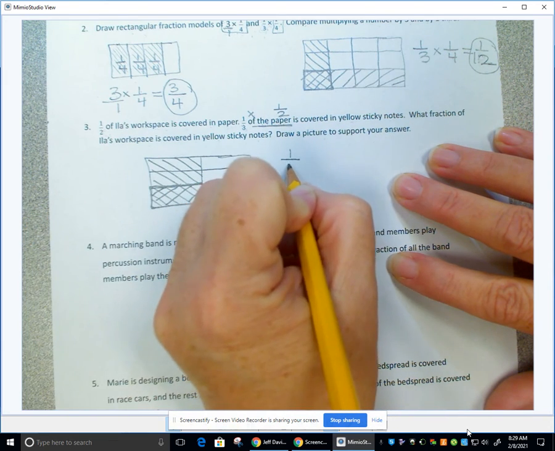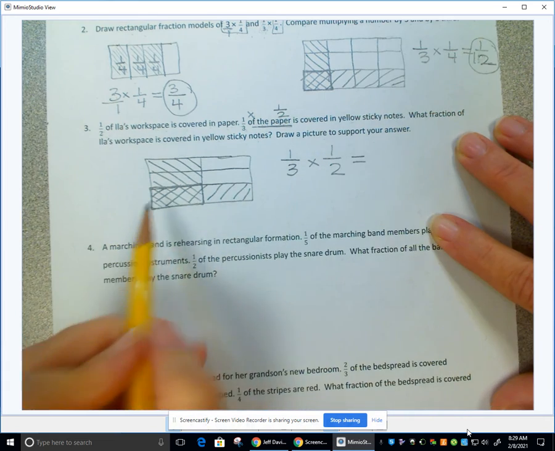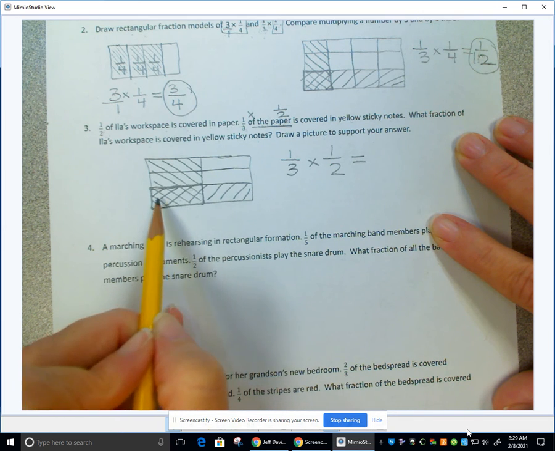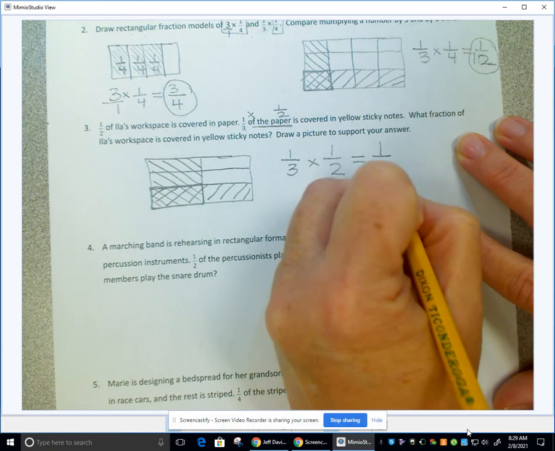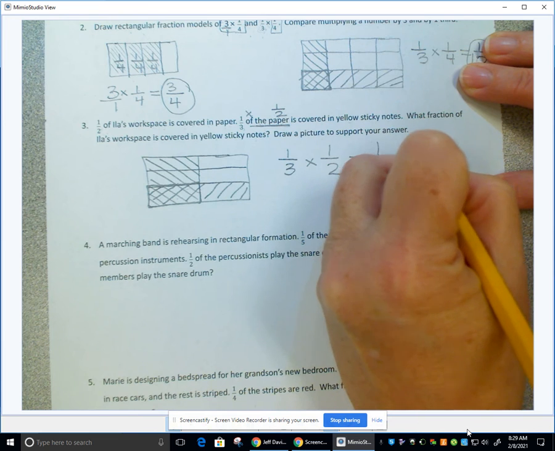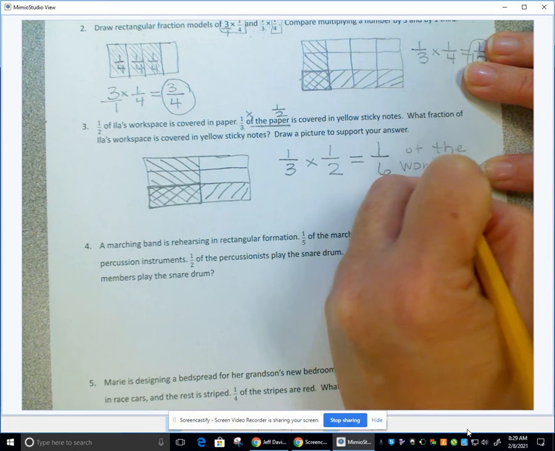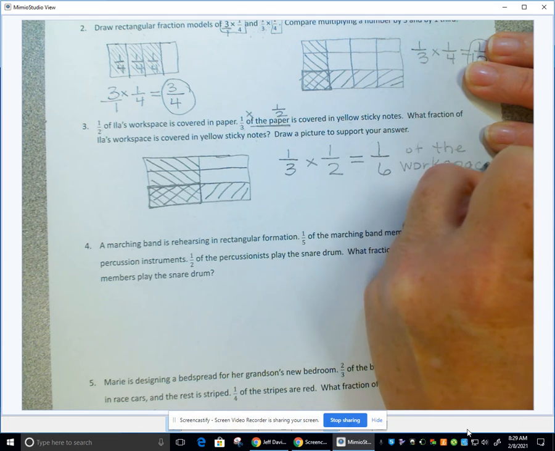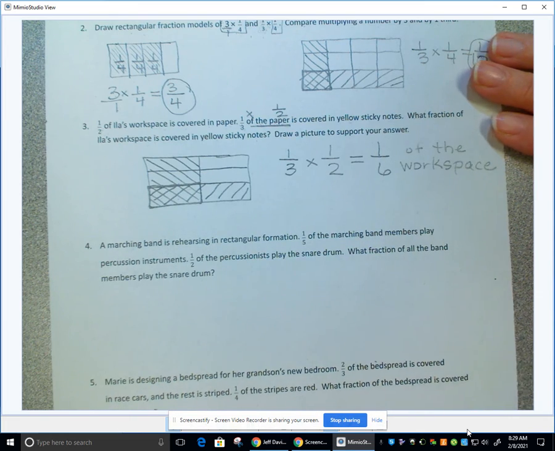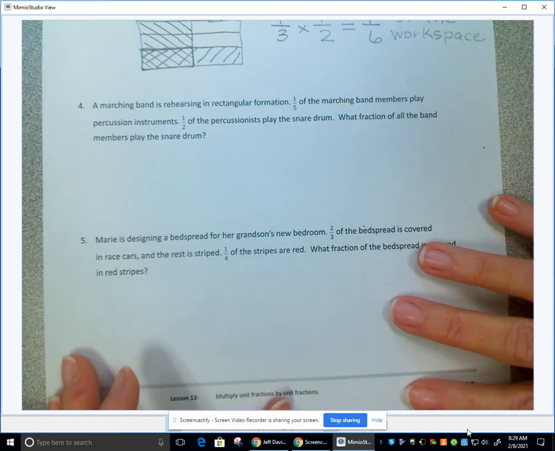So 1/3 times 1/2 equals one section out of 6. So it would be 1/6 of the workspace. So what fraction of the workspace is covered in sticky notes? 1/6 of the workspace would be covered in sticky notes. Almost done. Let's go to number 4.